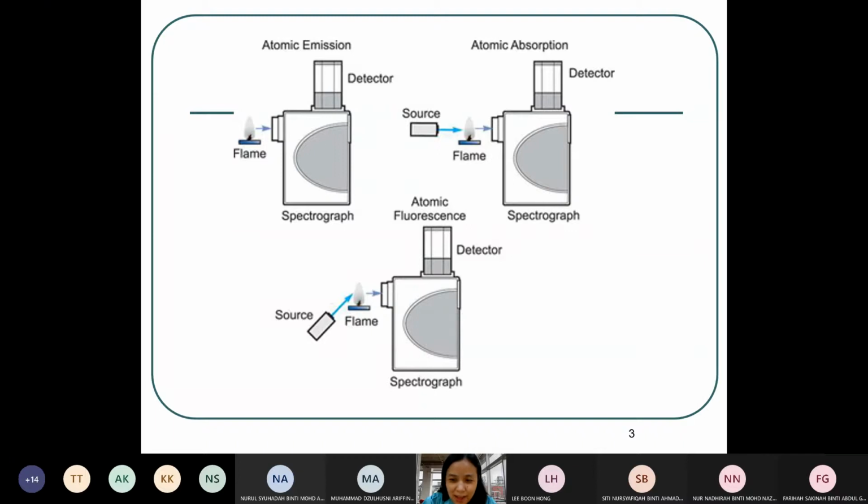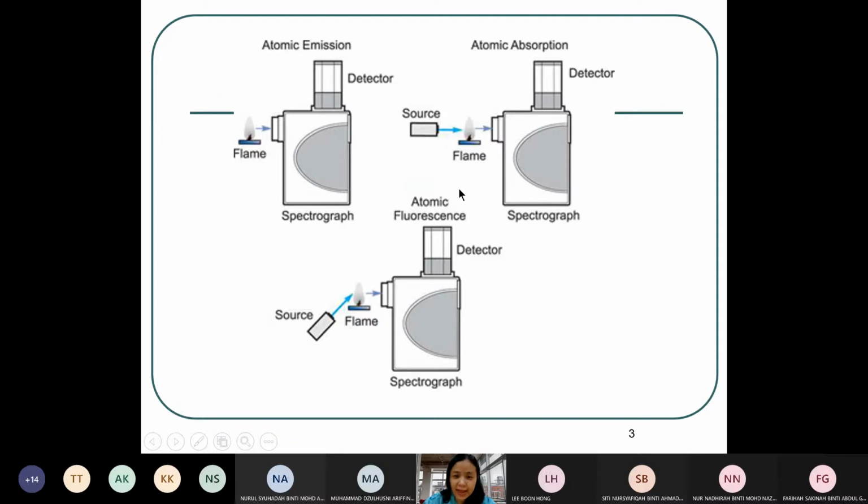Any one of you? There's no right or wrong. Light source. Good students. Light source, we have light source. Yes, and also detector. There are the three most important components, right? So how do we differentiate between atomic emission, AES, AAS, and AFS?